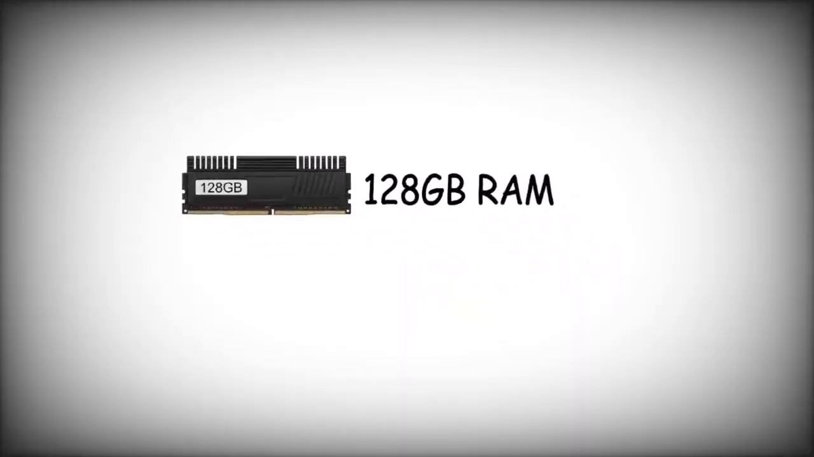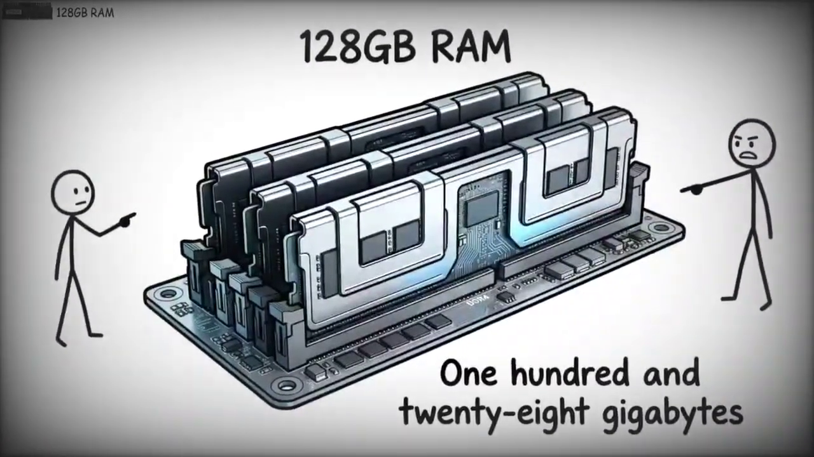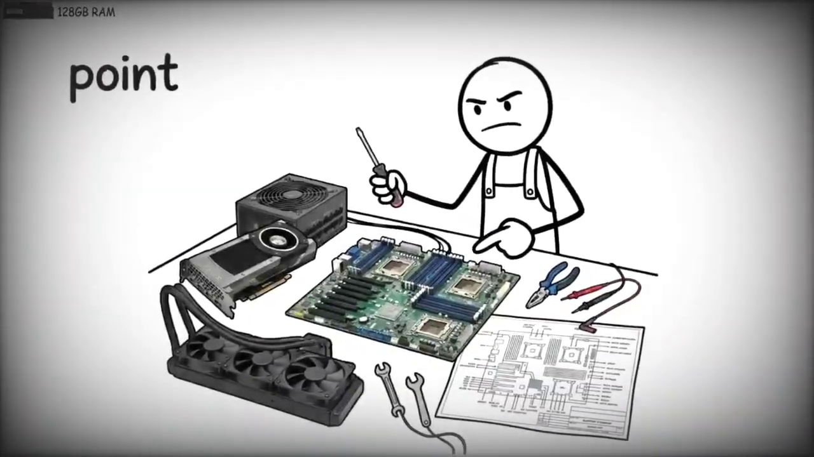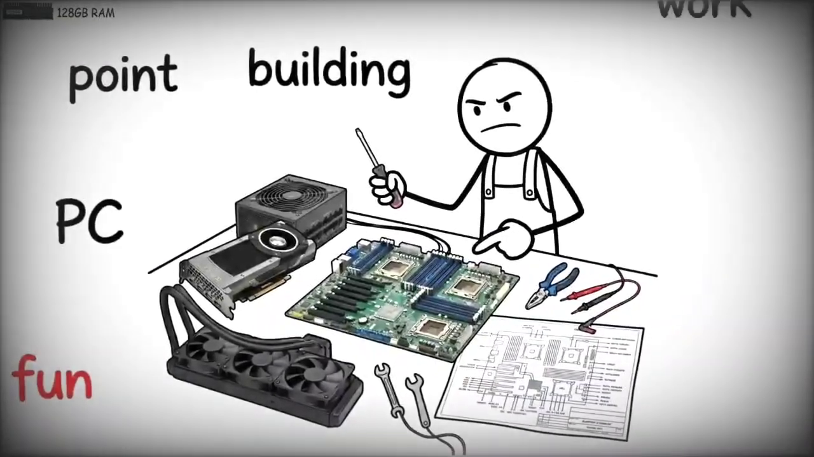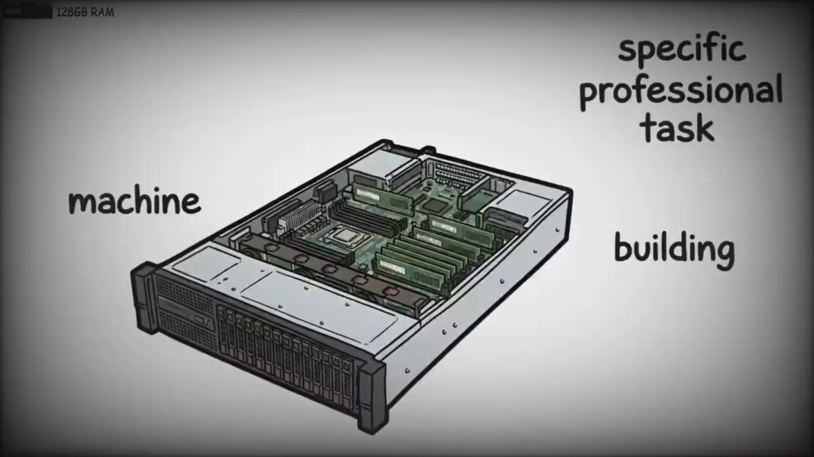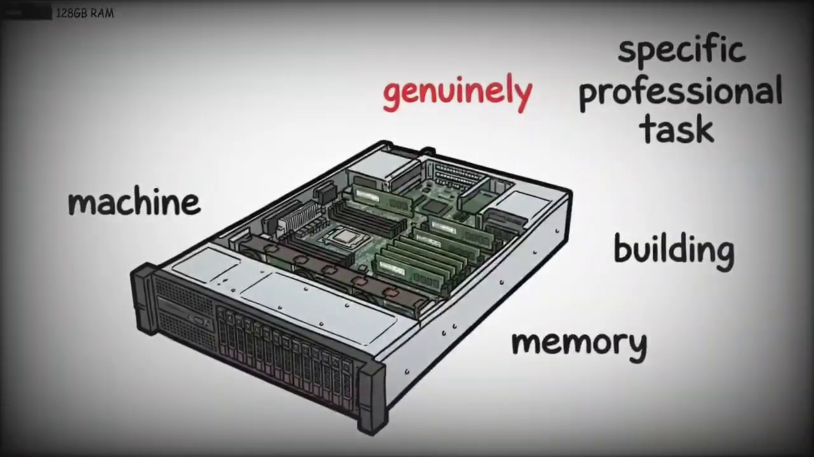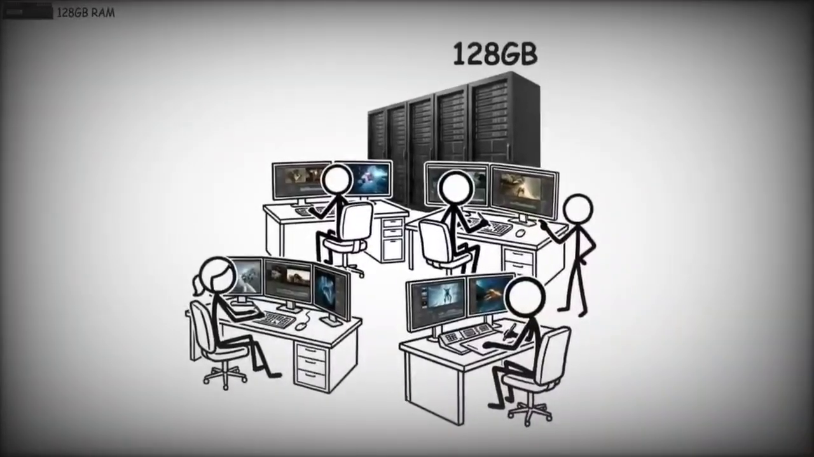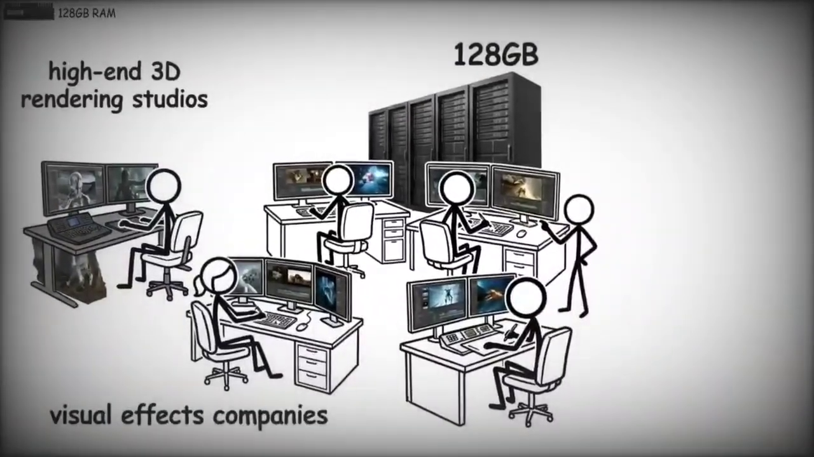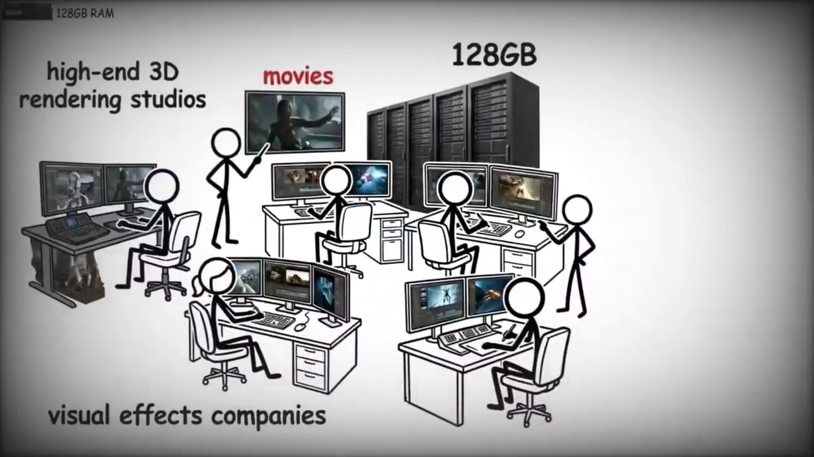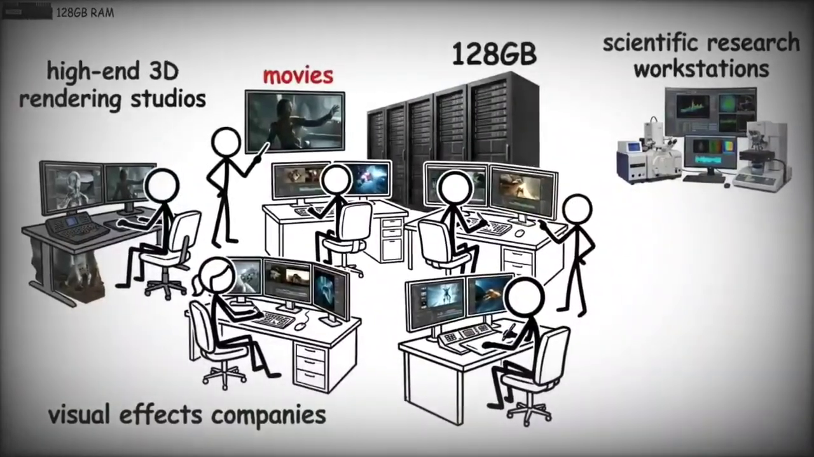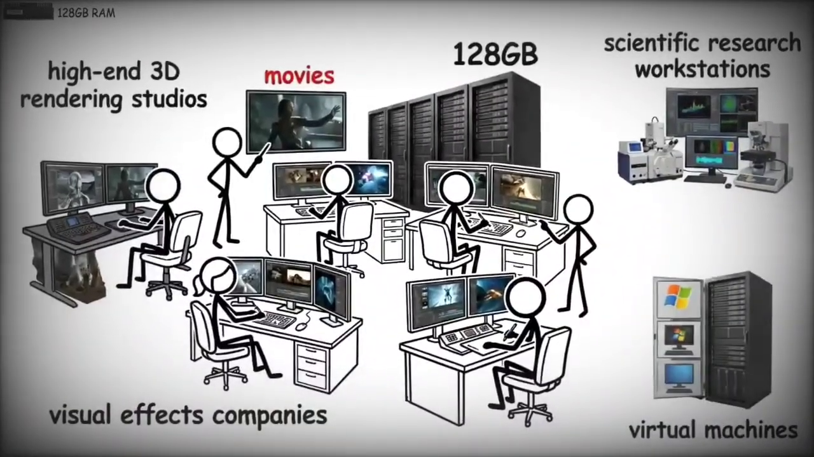128 gigabytes RAM. 128 gigabytes is workstation and server territory. At this point, you're not building a PC for fun or even regular work. You're building a machine for a specific professional task that genuinely needs this much memory. 128 gigabytes is used by high-end 3D rendering studios, visual effects companies working on movies, large-scale software development environments, scientific research workstations, and people running multiple large virtual machines at the same time.